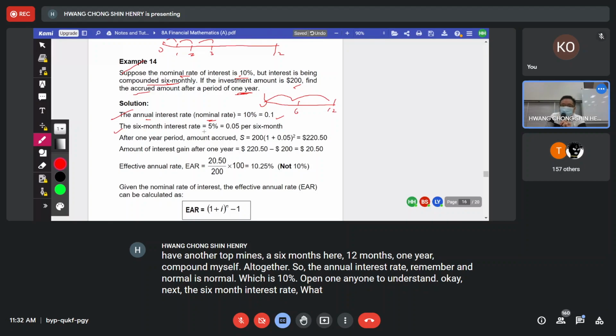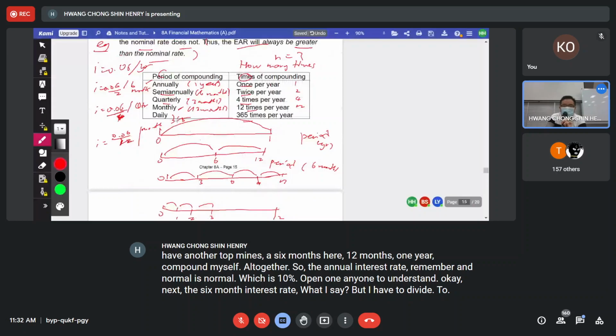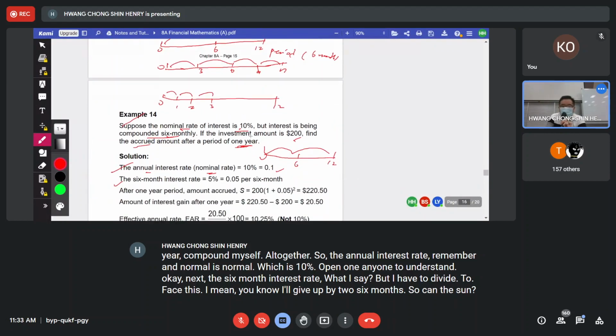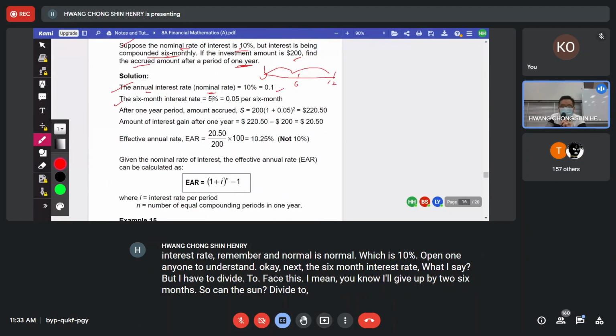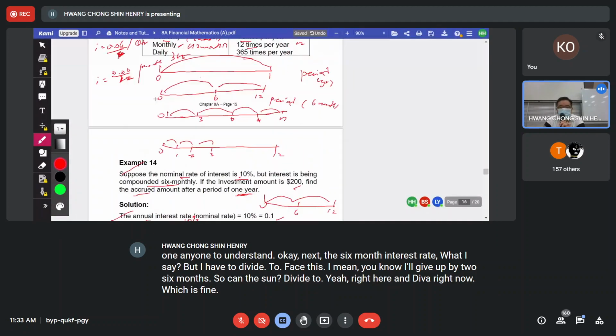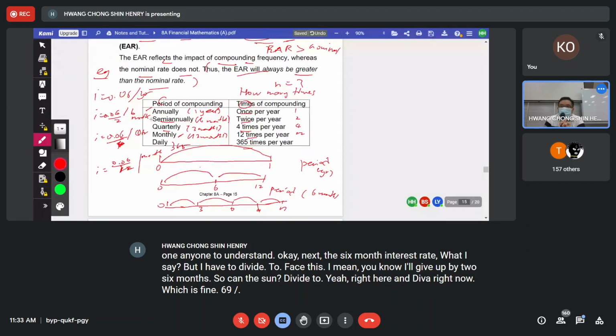What did I say? I have to divide by 2. Where is the semi-annual? Divide by 2, 6 months. So 10% divided by 2. You see right here, 10% divided by 2. You get 5% now, which is 0.05 per 6 months.